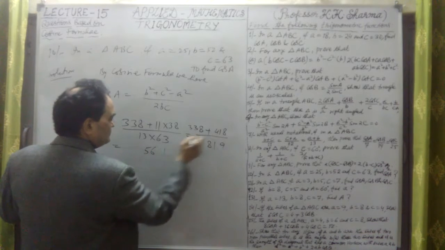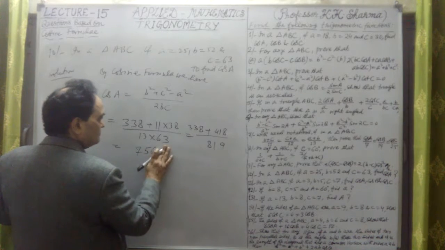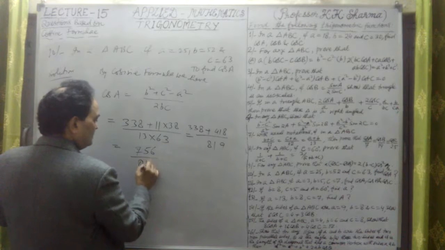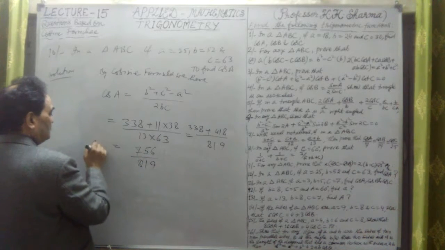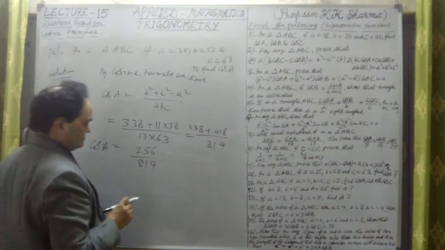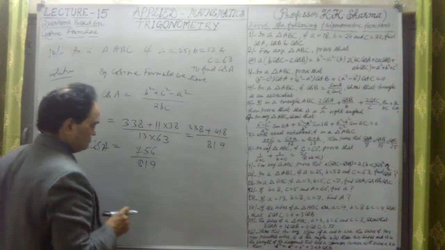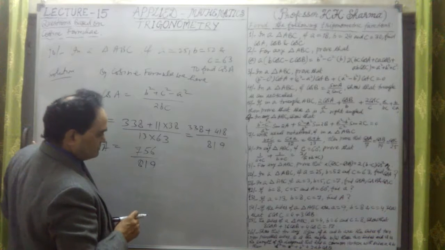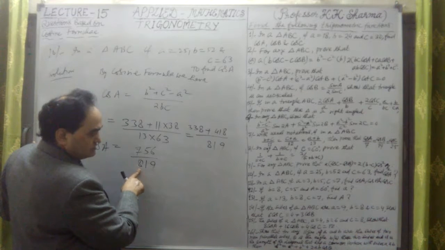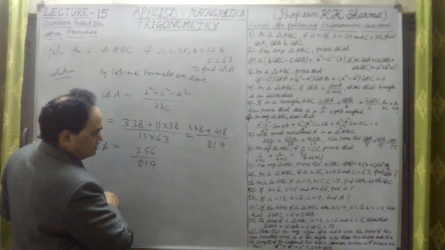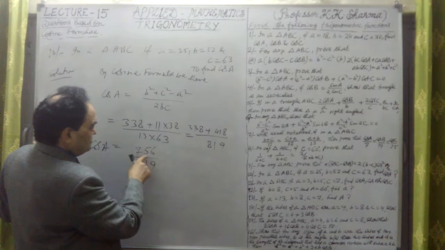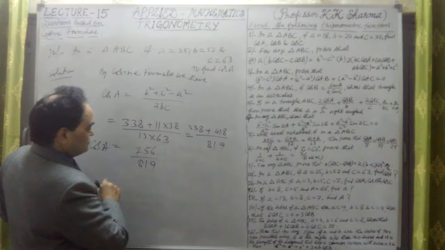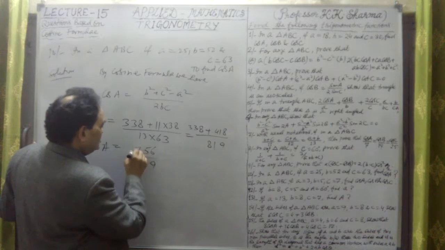3 plus 4, 7. 756 divided by 890. This is the value of cosine, so we have to calculate only cosine. It's not divided by any number now. 8 plus 1, 9. 9 plus 9, 18. 3 cancelled out by 3. 7 plus 5, 12 plus 6, 18. This is also cancelled out by 3. We have to cancel out by 3.